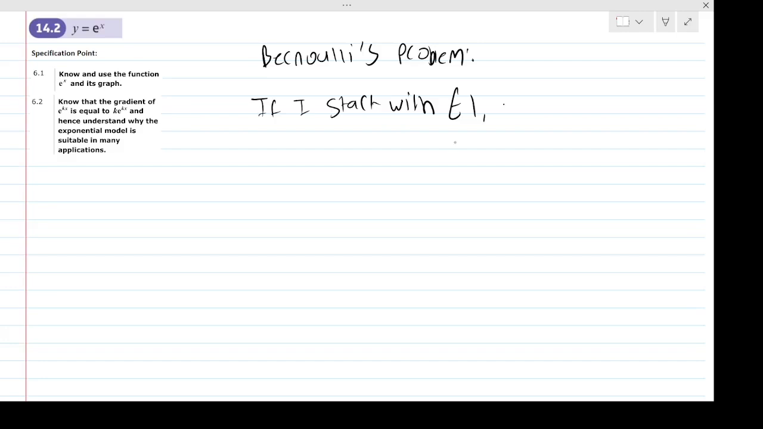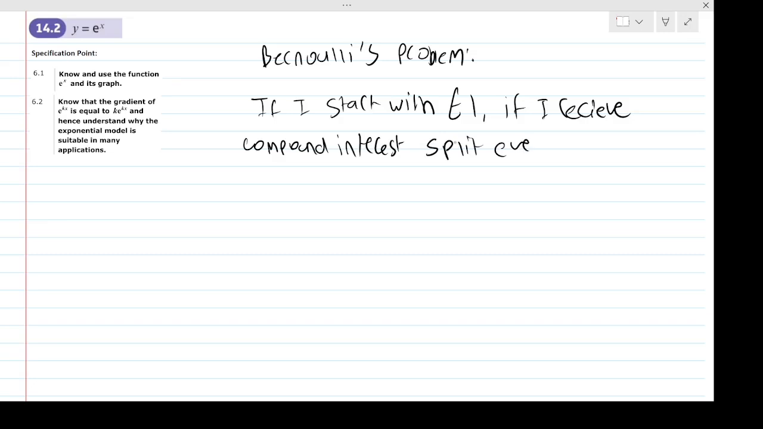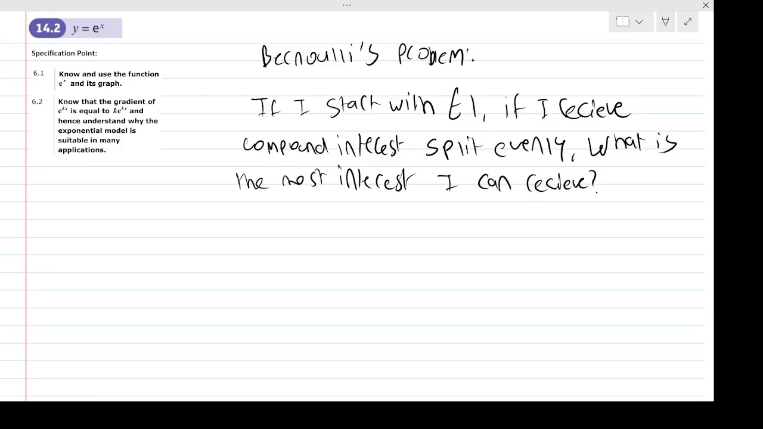If I receive compound interest spread out equally, or split evenly, what is the most interest I can receive? So what do I mean by split evenly?